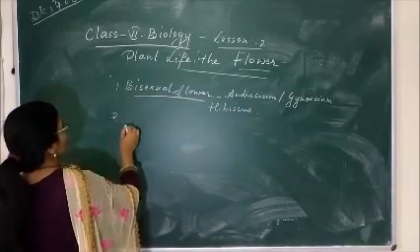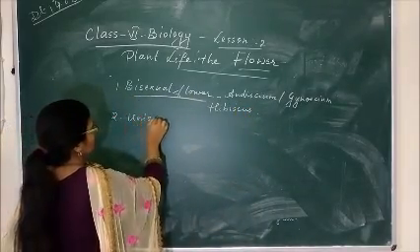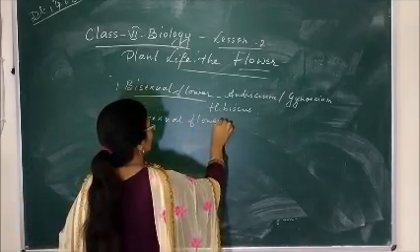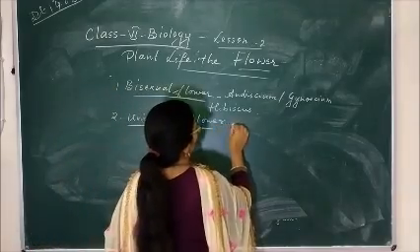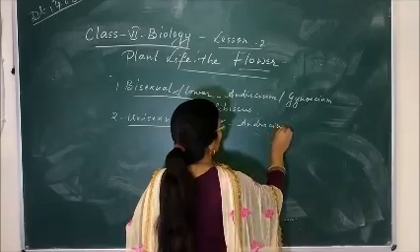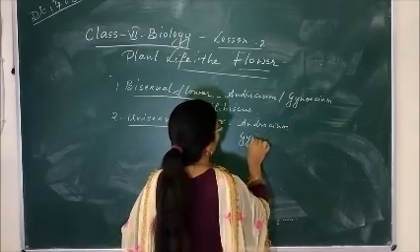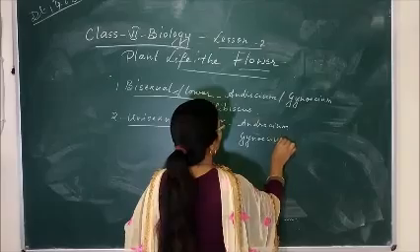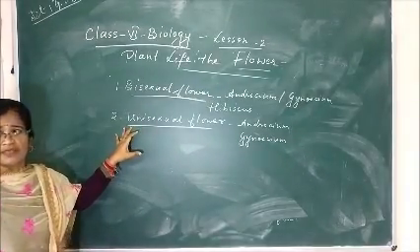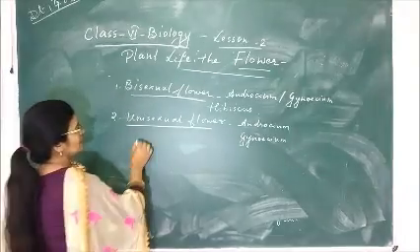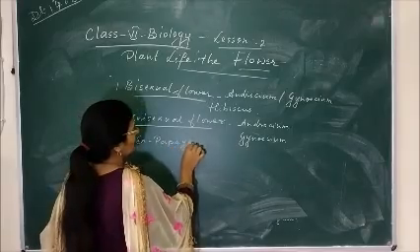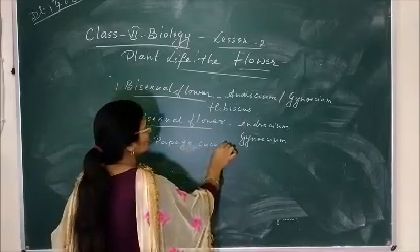And second one is unisexual flower. Unisexual flower means in which either the androecium is present or gynoecium is present. Either androecium or gynoecium, or we can say either male gamete or female gamete is present. So if any one of the gametes is present in the flower, then it is called the unisexual flower. Examples are papaya and cucumber. These are unisexual flowers.